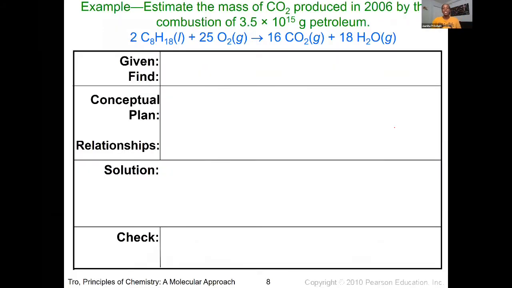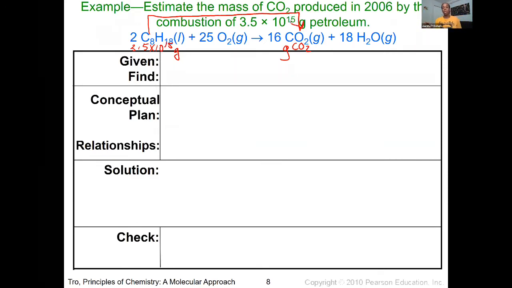All right, next problem. It says, estimate the mass of CO2 produced in 2006 by the combustion of 3.5 times 10 to the 15 grams of petroleum. And so our petroleum is this hydrocarbon here. So 3.5 times 10 to the 15th grams of that. And we want to know how many grams of CO2 can be made. And so if I draw my bridge, I know I got to connect these two things.